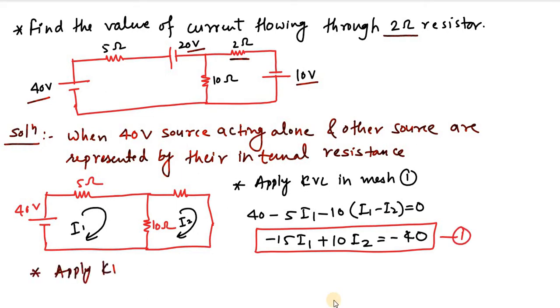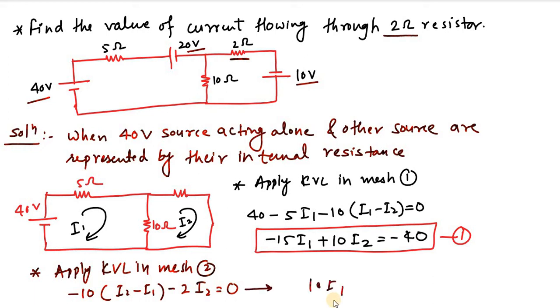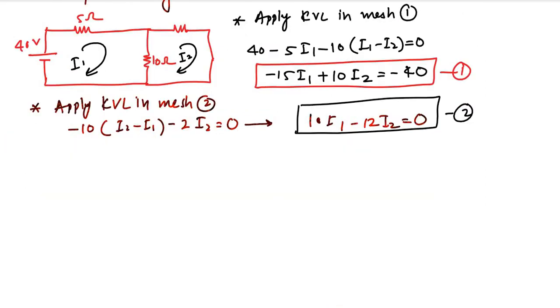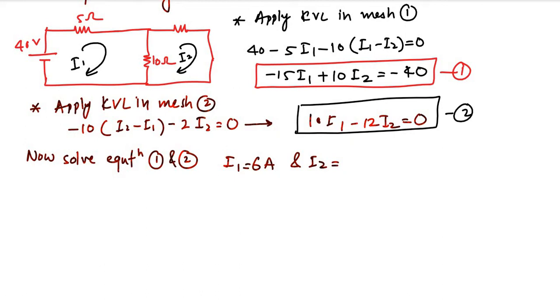Now apply KVL in mesh 2. So what is the equation? It is minus 10 (I2 minus I1) minus 2 I2 equal to 0. If you solve this, the equation is 10 I1 minus 12 I2 equal to 0. So it is our second equation. Now solve simultaneous equations 1 and 2 in a calculator. You will get I1 equal to 6 ampere and I2 equal to 5 ampere.